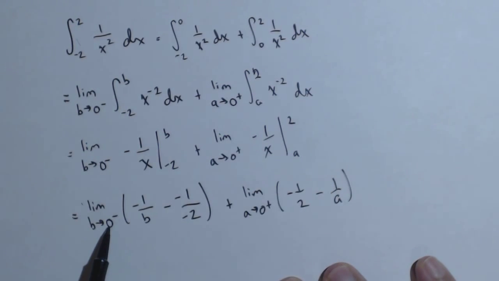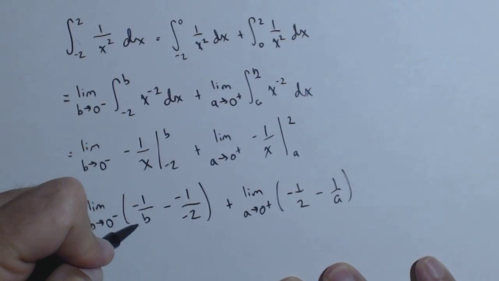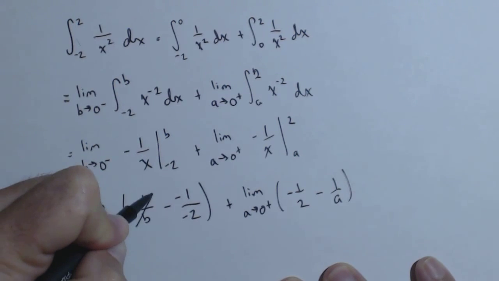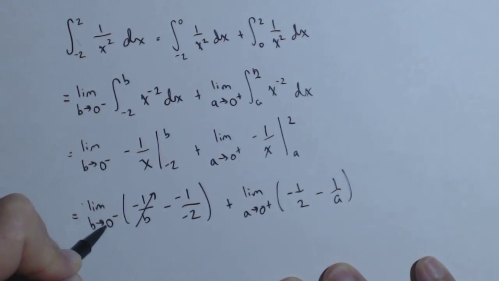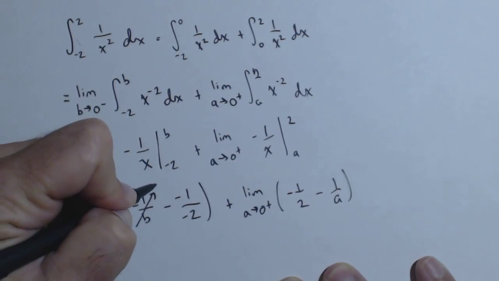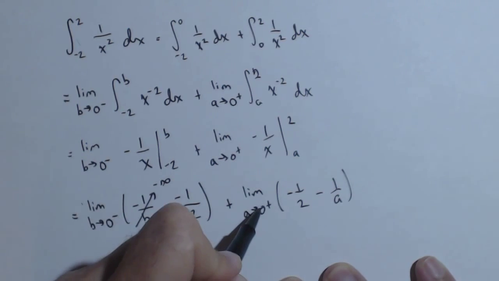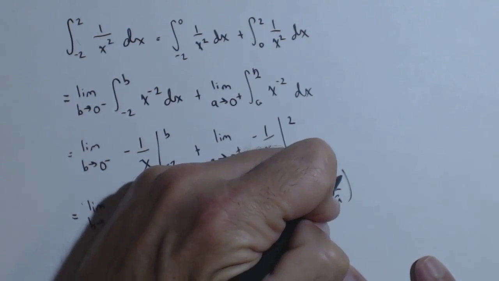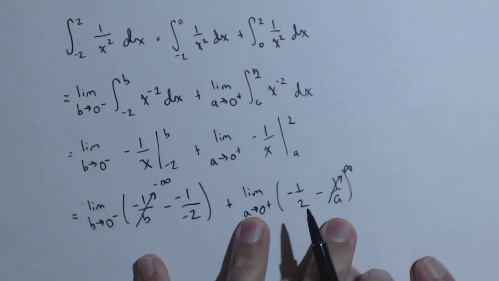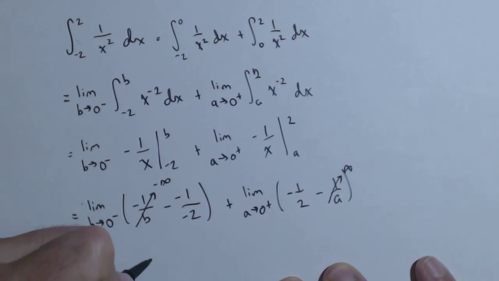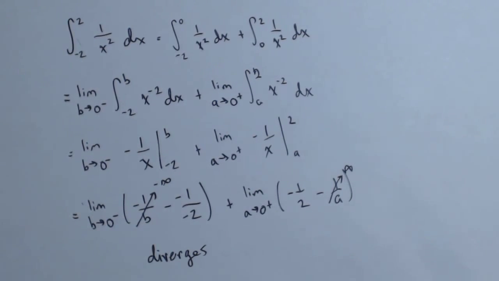So as b goes to 0 from the left, -1 over b actually goes to, as we go to 0 from the left, if we're looking at 1 over b, this goes to negative infinity. And as we go from 0 to the right, 1 over a goes to positive infinity. So it turns out both of these diverge. It only takes one of them. But this improper integral diverges.